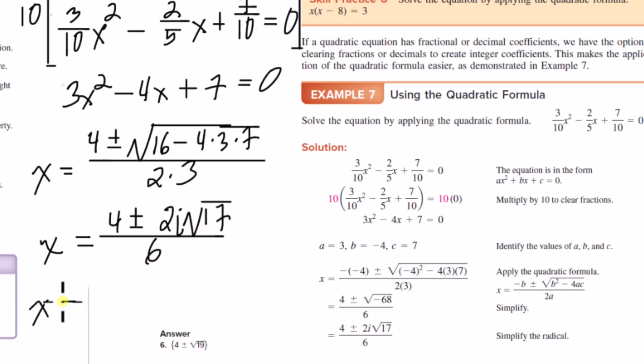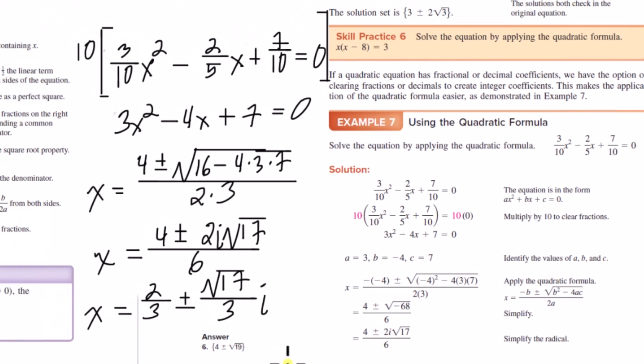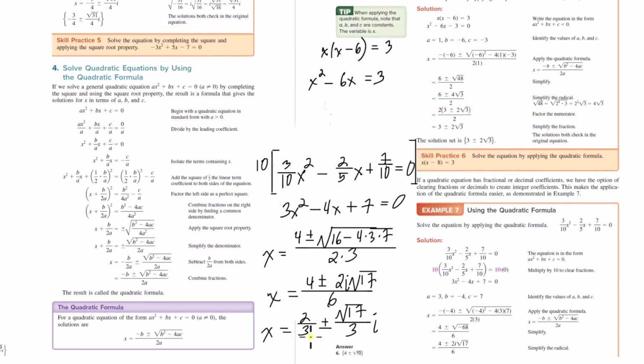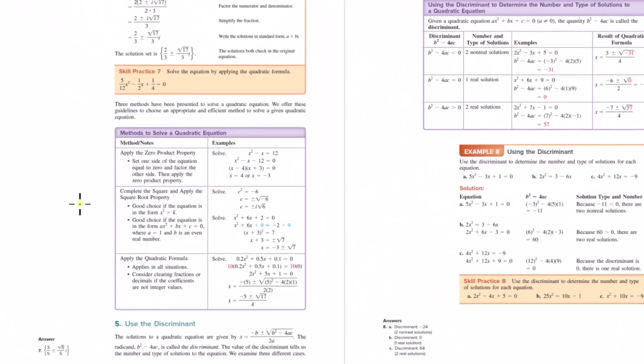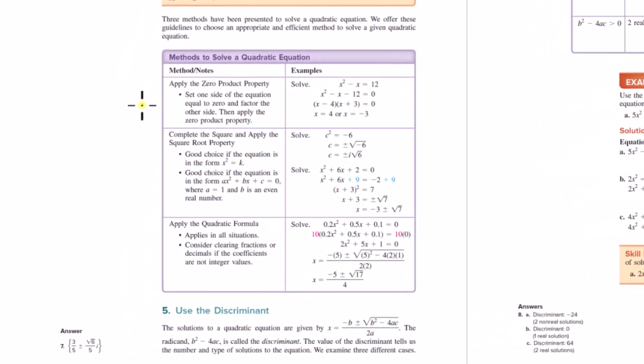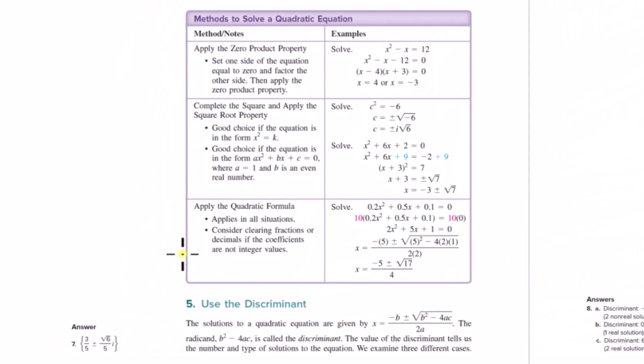Okay, so let's see. We end up with 2/3 plus or minus root 17 over 3i. And there's two solutions there. Okay, so with that, there's the three methods that we can use to solve any quadratic equation.